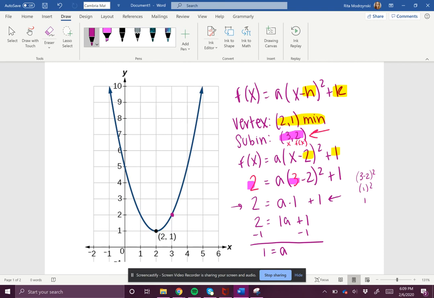So if we were to rewrite our equation for this parabola, we would say it was f of x equals our a value of 1 times x minus 2 squared plus 1. That would be our final answer for our equation. So just to review, substitute in your vertex and another point. I kind of highlighted those throughout. And then from there you solve for a.